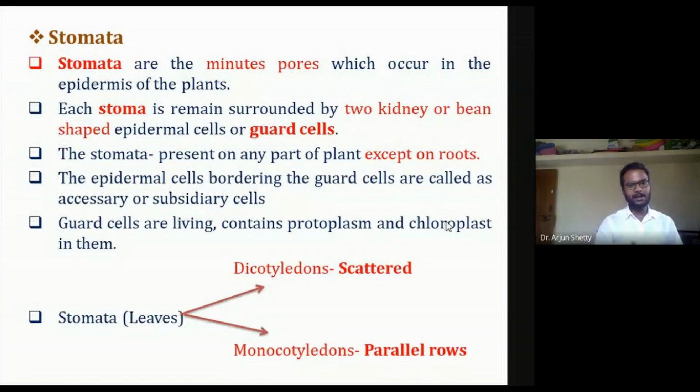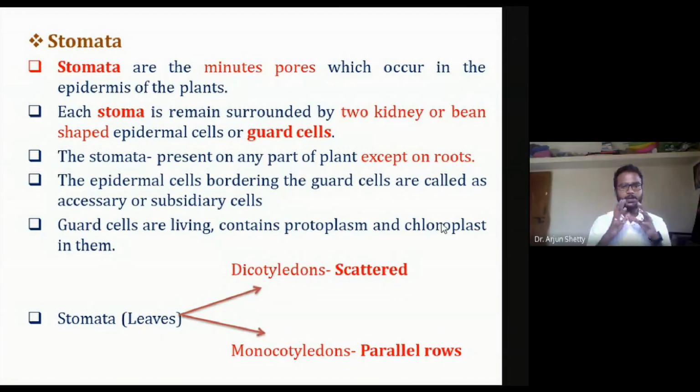Today we'll talk about the two components of the epidermal tissue system. One is the stomata, another one is the trichomes. First we'll talk about the stomata. Usually the leaf contains stomata. Even the stem also contains stomata. Where are they absent? The roots lack the stomata. Why?